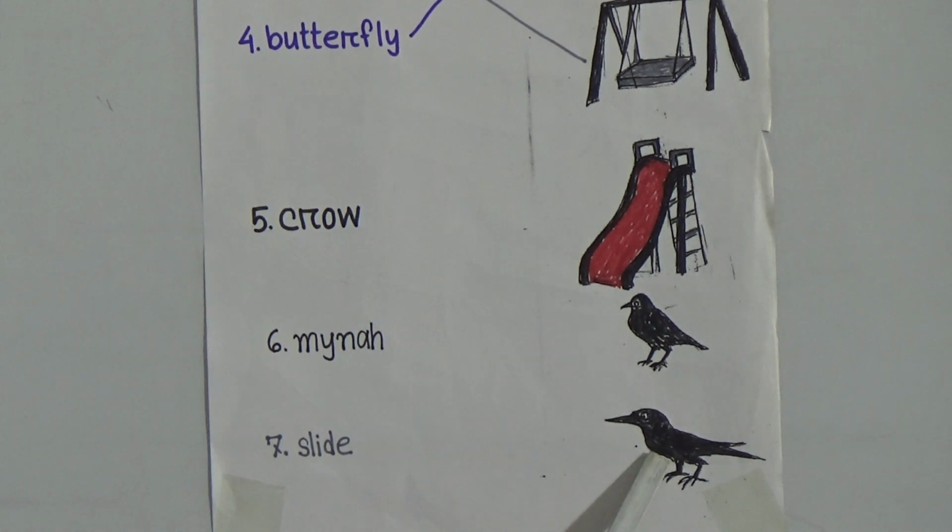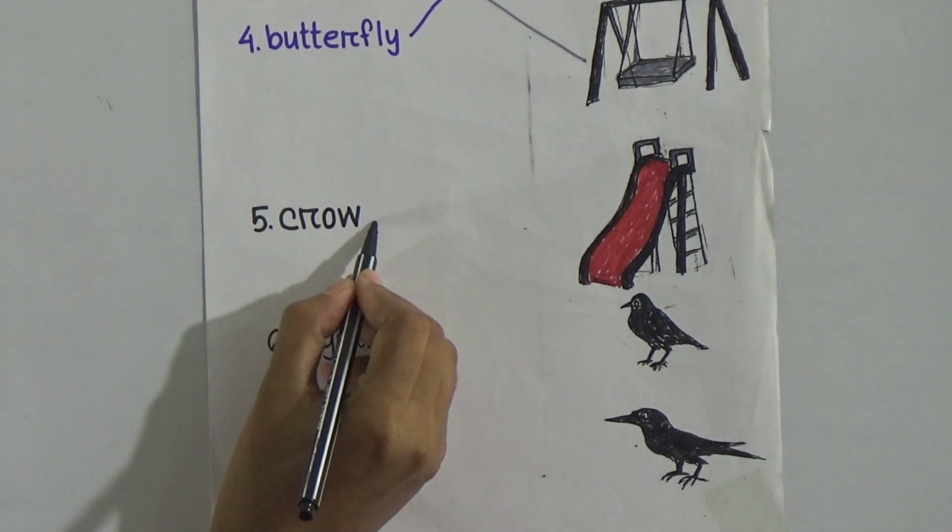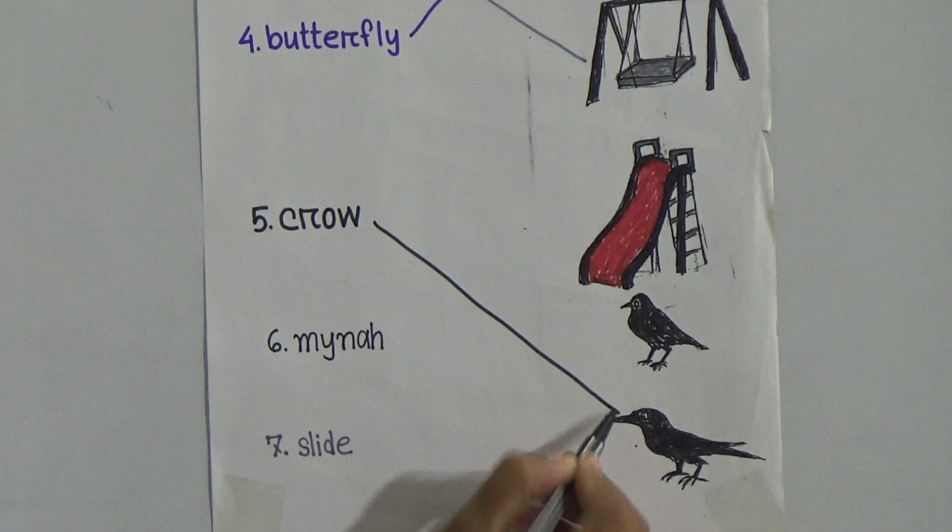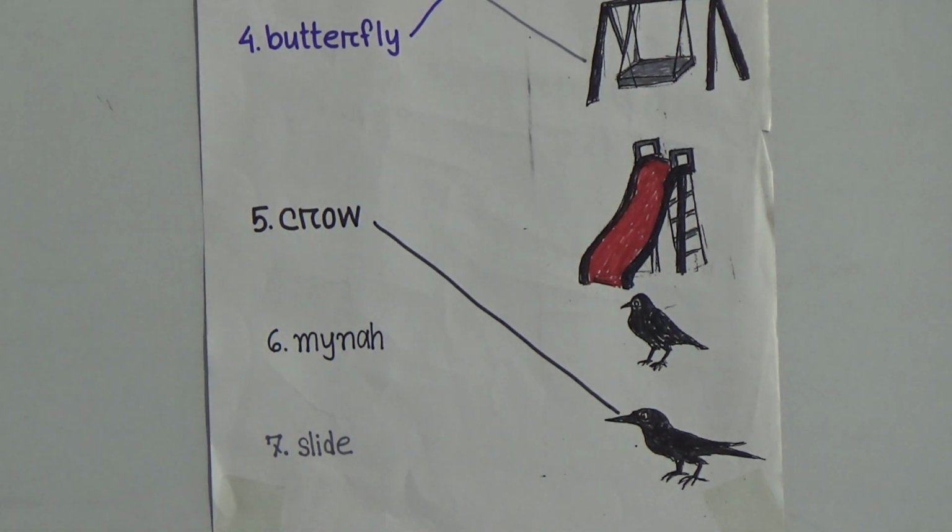Look, the crow is comparatively bigger than moina. It is big in size than moina. And look at its tail. It's long and it's big also. And moina is small in size than a crow. So we have to match the word crow with the picture. This is crow. We matched it.